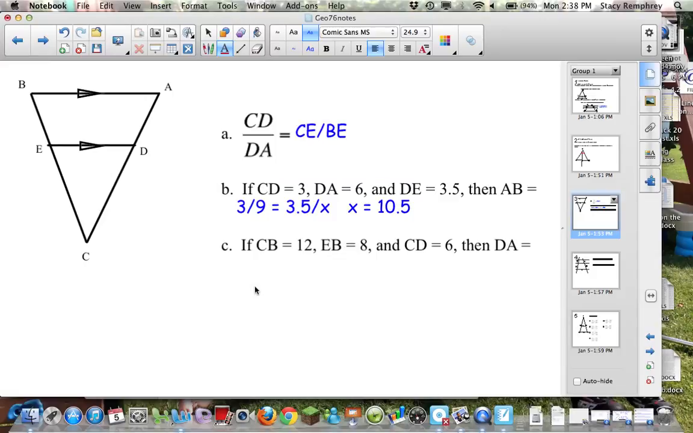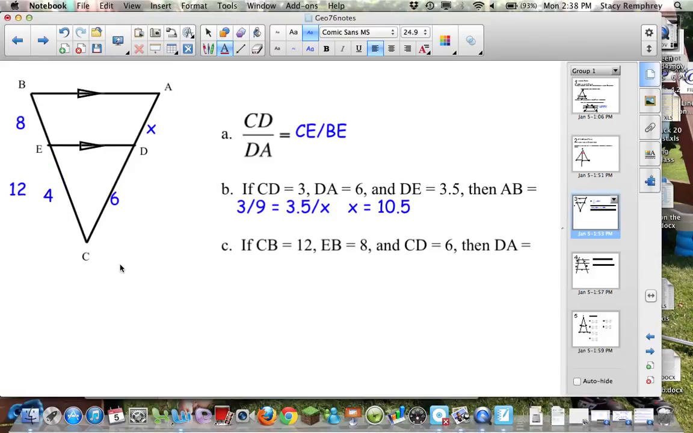In the next one, I have CB. So again, just be real careful. CB is a large side to EB, CD to DA. Okay, so let's label this to make it a little clearer. And the large side is 12. So I'm going to write that out here. CD is 6, and I'm looking for DA, which is x. Now, because this whole thing is 12 and this is 8, I do know that this is 4.